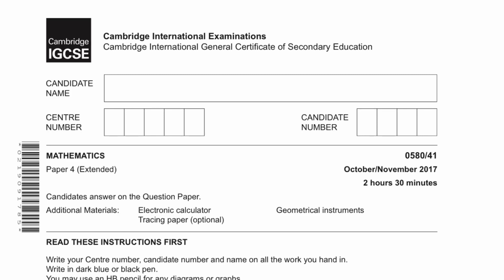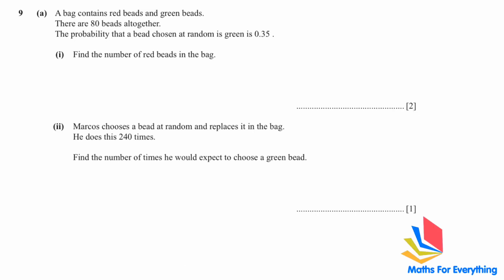Today we are going to solve Cambridge IGCSE Mathematics Paper 4 Extended 0580 Variant 41 October-November 2017, question number 9 onwards. Question number 9.